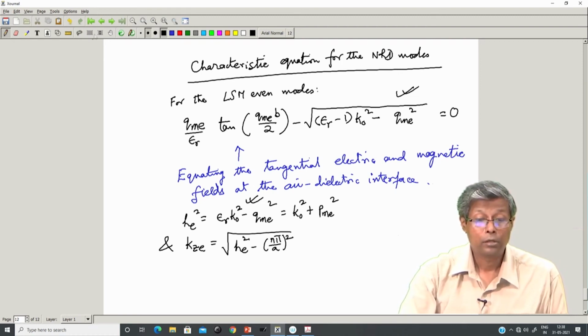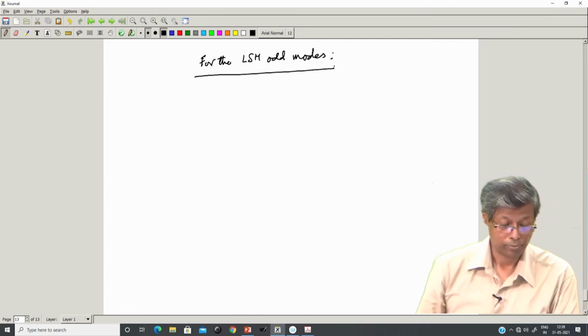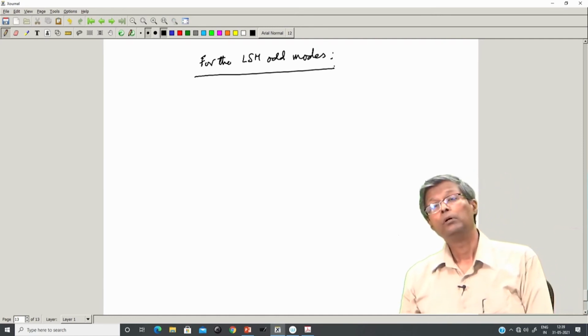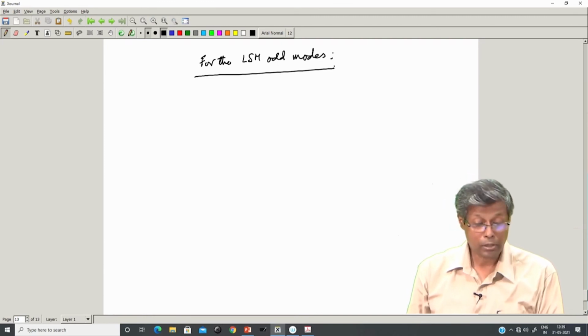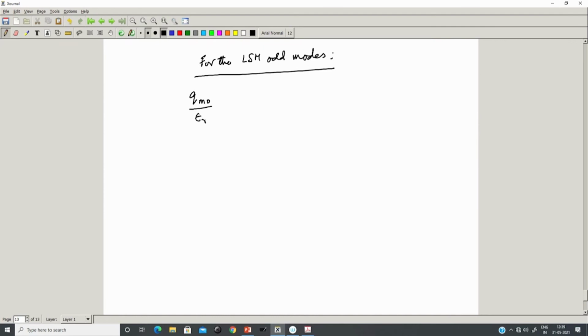So, similarly for the LSM odd modes, by the same methodology, by equating the tangential electric and magnetic fields at the air dielectric interface, we will obtain q_mo by epsilon r cot(q_mo b by 2) plus root of (epsilon r minus 1) times k naught square minus q_mo square equal to 0.